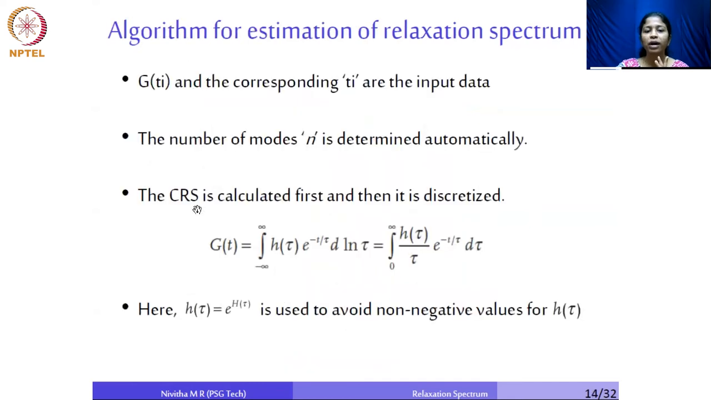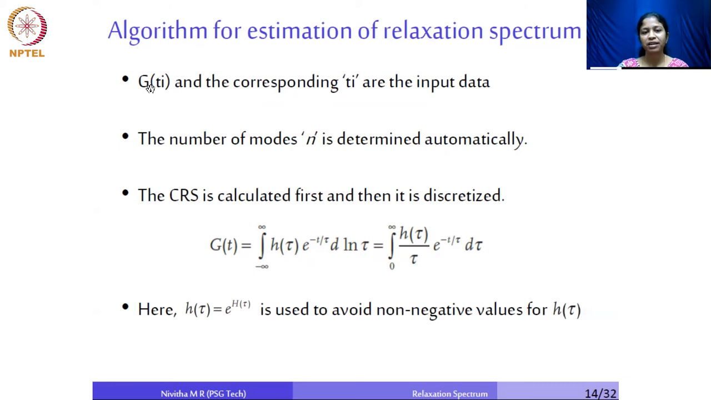Right. Now, we will get into the algorithm, which is used for estimation of the relaxation spectrum. I am going to show you some data shortly, which we have computed from a stress relaxation experiment. So this is the procedure associated with computation of the relaxation spectrum. So what is the algorithm? First thing is G of Ti. Ti is nothing but the time at which I am calculating the G of t value.